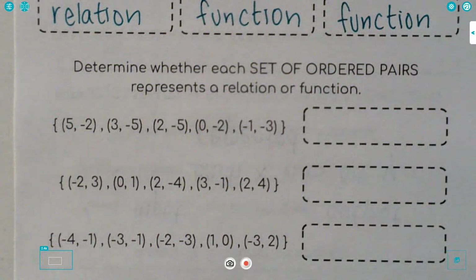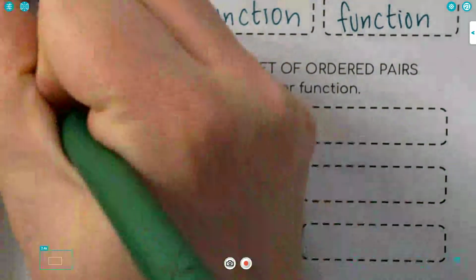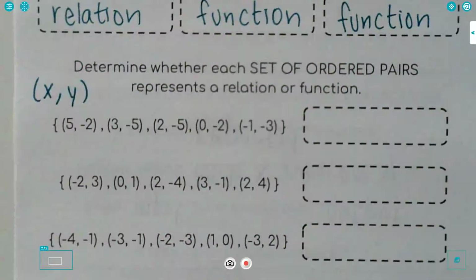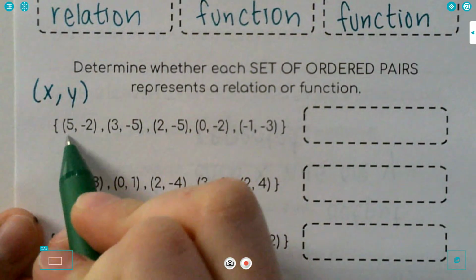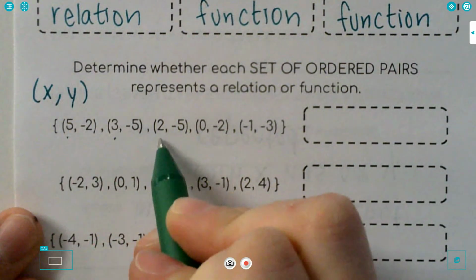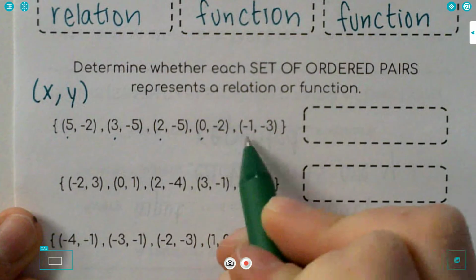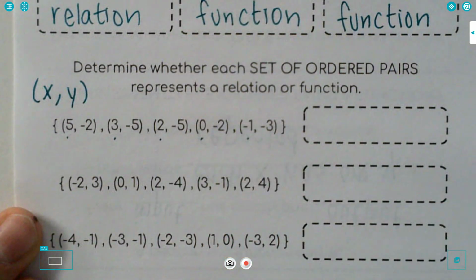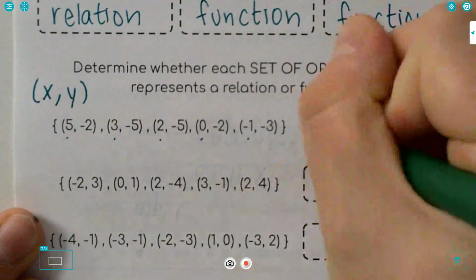We are looking specifically at x values. If you need to, right here, write x comma y. You remember in an ordered pair, x comes first. I'm going to read through my x values: 5, 3, 2, 0, negative 1. Did I repeat any x values? Nope, so that's a function.